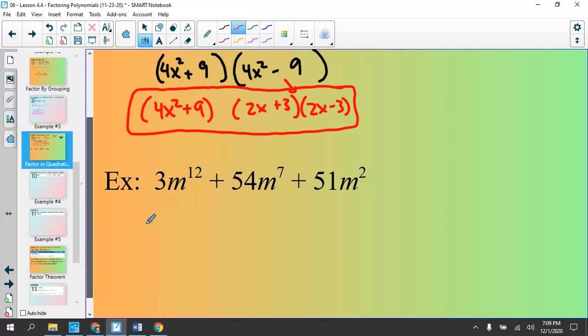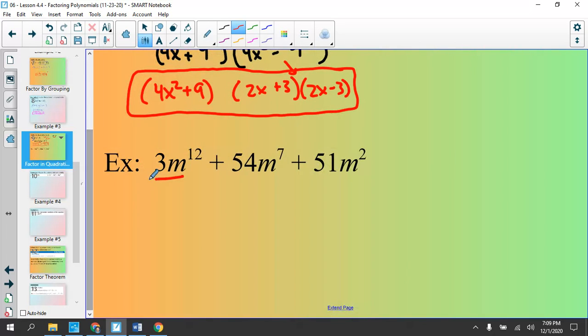This next one here definitely looks weird. So it's a three-termer. How do we handle three-termers? We only know one way. It's traditional factoring. Now, again, that traditional factoring only works when it's a quadratic. Well, this is not quadratic, right? This is 12th degree. Holy cow.